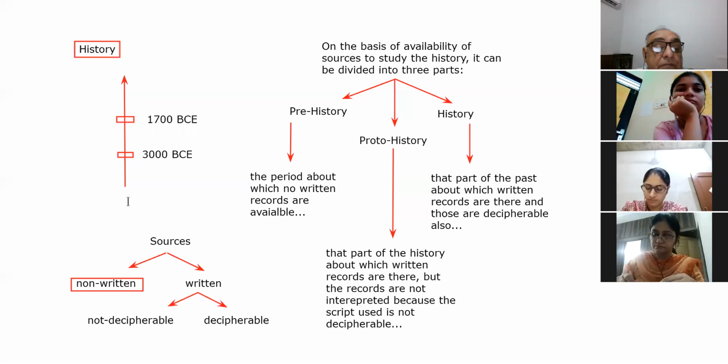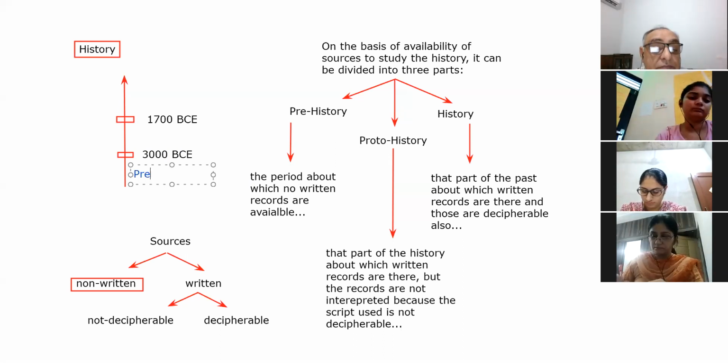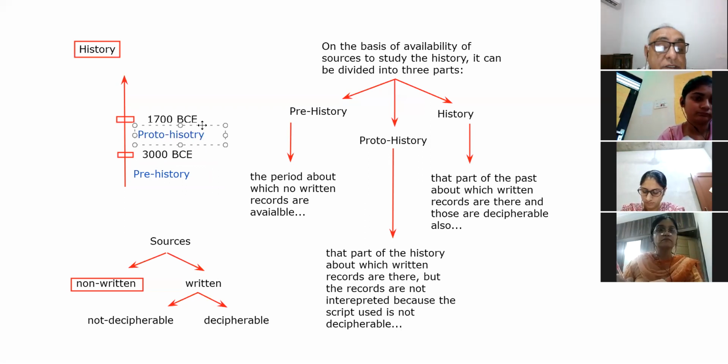As far as 3000 BCE is concerned, this is basically the prehistory of India, because for this period no written records are available. And between 3000 and 1700 BCE, this is the proto-history. This is the period of the Indus Valley civilization in our country.